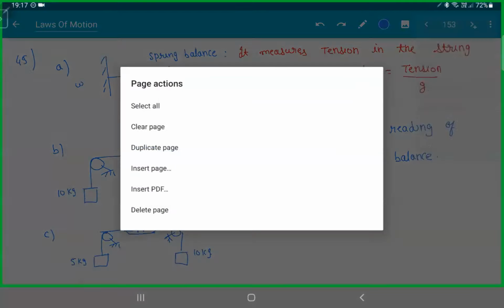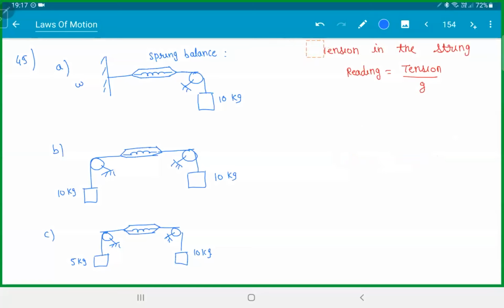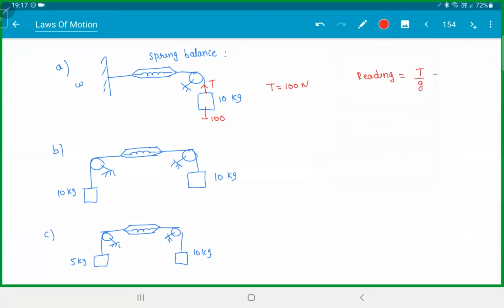How to do it? See, you just need to find the tension in the string. Tension 100. System is in equilibrium. Tension is 100 Newton. Therefore, reading will be tension by G, which is 10 kg. Here also, tension 10 kg. It is at rest because both the sides it is equal. So here also tension is 100 Newton. So here also reading is 10 kg.